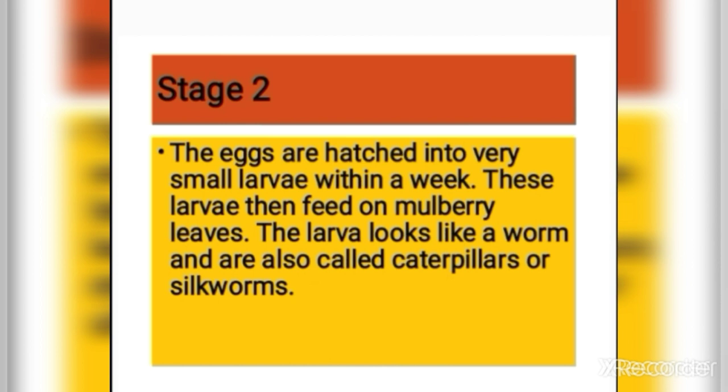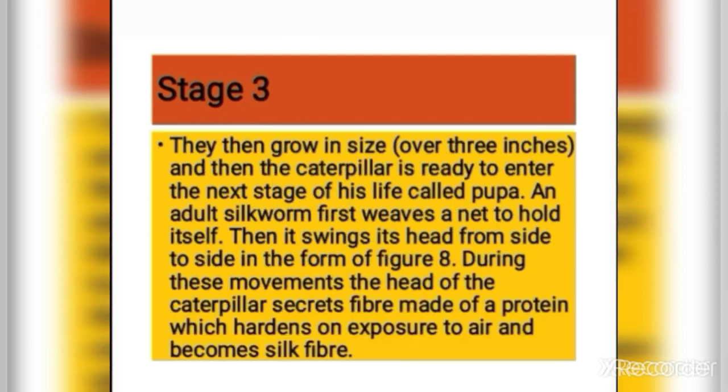The larva looks like a worm and is so called a caterpillar or silkworm. They then grow in size to over 3 inches, and then the caterpillar is ready to enter the next stage of its life called pupa. A fully grown silkworm first weaves a net to hold itself. Then it swings its head from side to side in the form of a figure 8. During this movement, the head of the caterpillar secretes a fiber made of a protein which hardens on exposure to air and becomes a silk fiber.